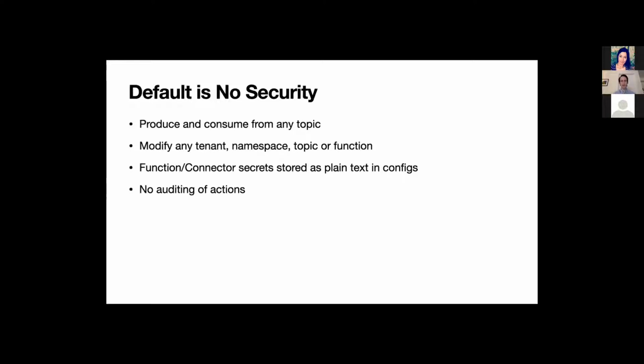And also, if I want to put secrets into my functions or connectors, the default way is you put them into the function config, which are then printed to the broker log in plain text, which is not very secure.